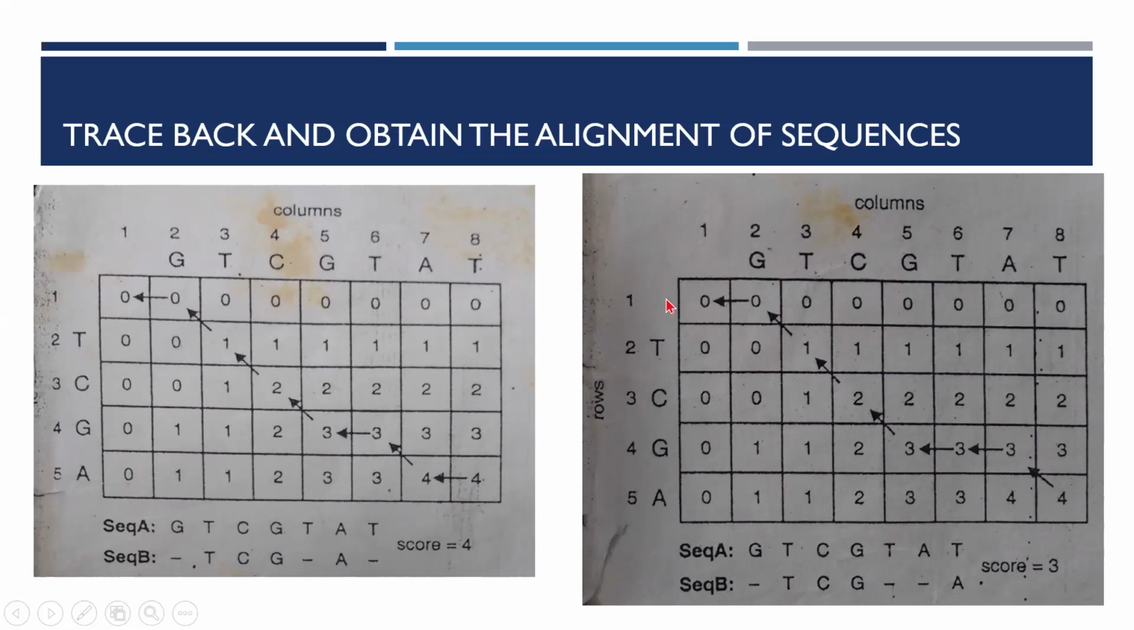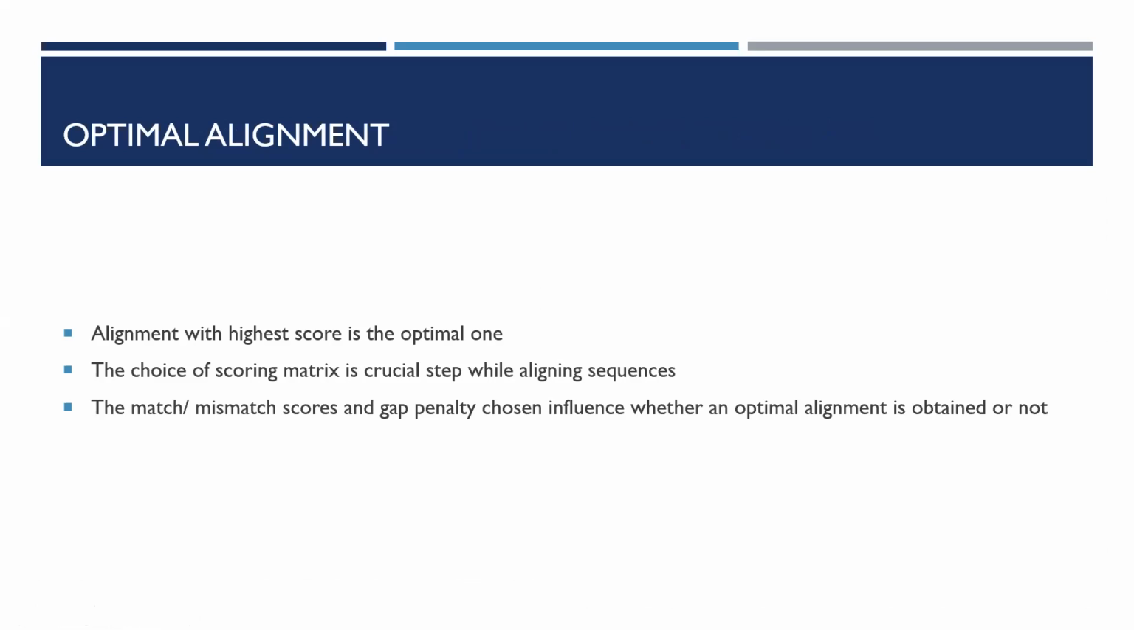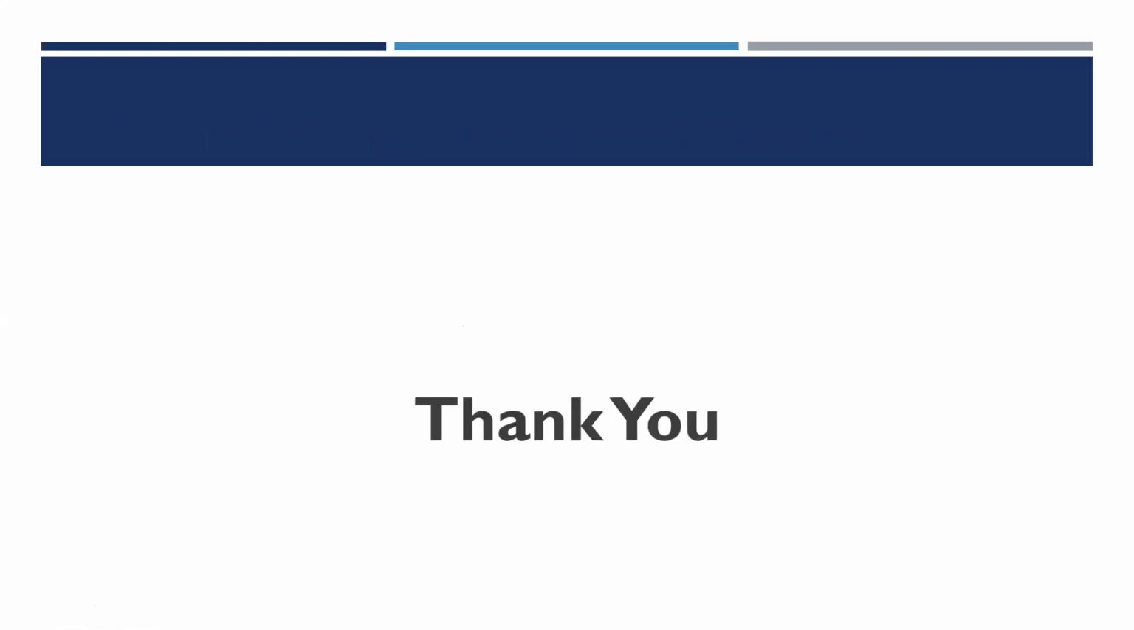Here another alternative path is taken. In that case, this is the alignment obtained with alignment score 3. So the best alignment is 4. The alignment with the highest score is the optimal one. The choice of scoring matrix is very crucial because the scores given for match, mismatch or gap influence whether the optimal alignment is obtained or not. So this is what I wanted to discuss in this class: the principle of the dynamic programming method and how the pairwise alignment of sequences is carried out using the dynamic programming method.